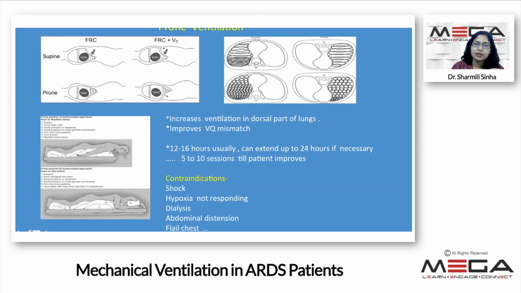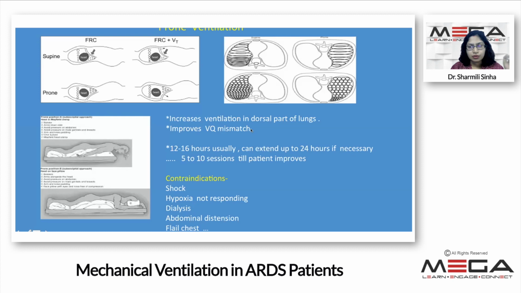So thereby the aerated lung tissue has increased. Now the baby lung, whatever percentage it was, has further expanded. And also the perfusion increases to the dorsal part of the lungs. As a result, it improves the VQ mismatch.